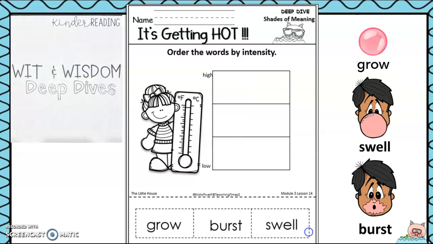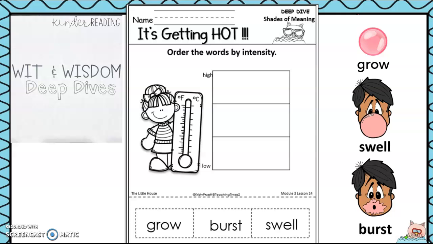Here's the assignment for today. Esta es la página para hoy. We're going to start in the Wit Wisdom Deep Dives packet, primero en el paquete que dice Deep Dives. Please do not cut the page. We will be using the back. I am asking that students write in the answer. Por favor, no corten la página porque vamos a usar la parte de atrás. Por favor, avise a los estudiantes que escriban las respuestas.